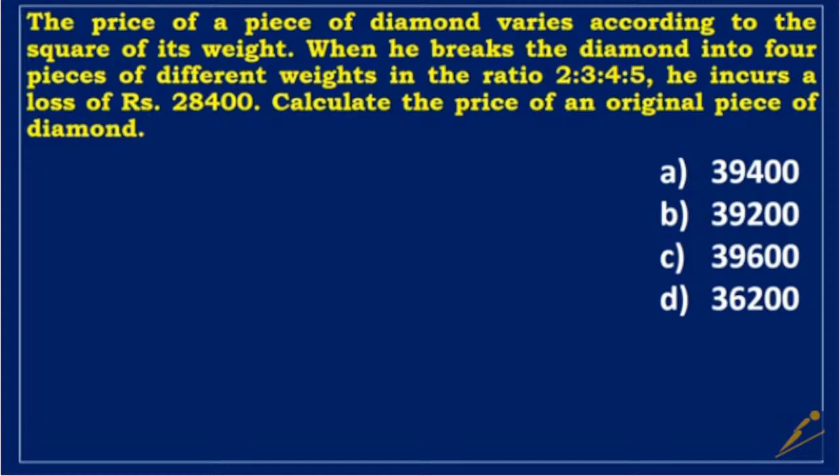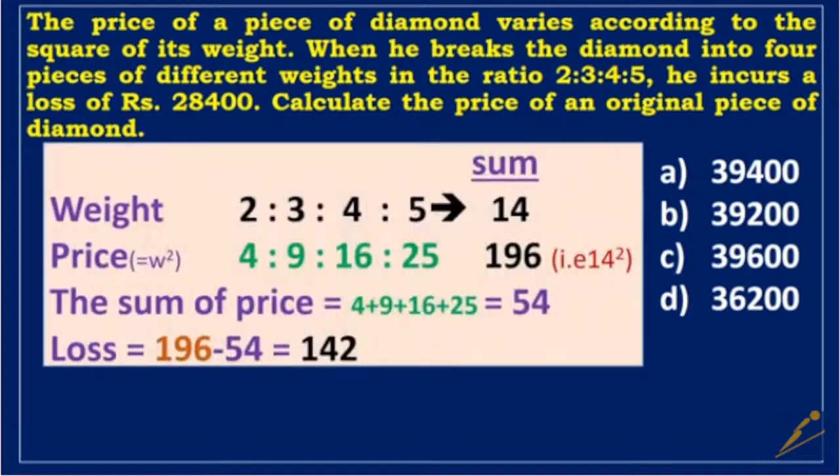The given problem states that the price of a diamond varies according to the square of its weight. When the diamond is broken into 4 pieces of weights in the ratio 2 to 3 to 4 to 5, the total weight of the diamond remains 14. The price of the 4 pieces can be represented as 2 square is 4, 3 square is 9, 4 square is 16, and 5 square is 25. The price of the original can be represented as 14 square, which is 196.